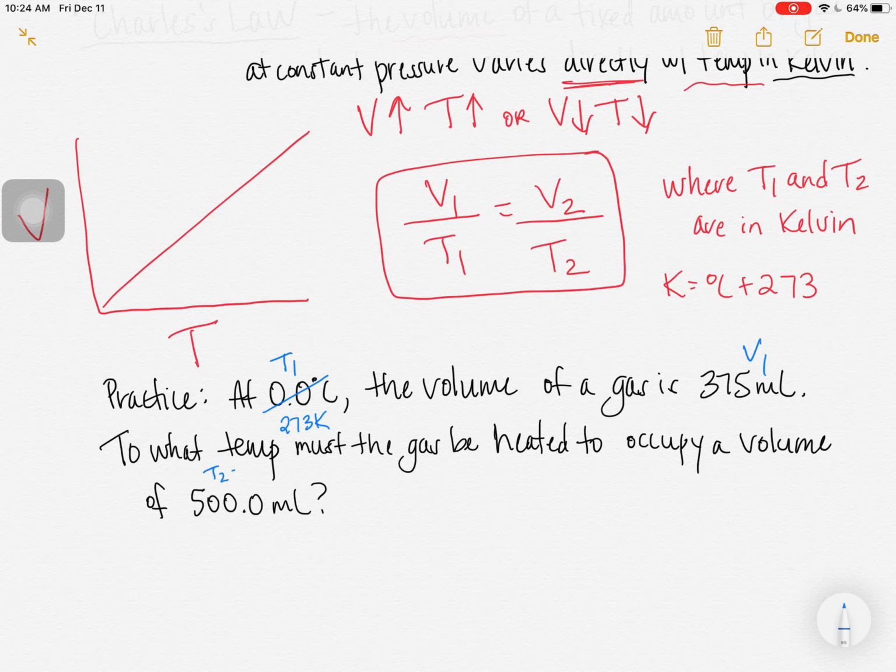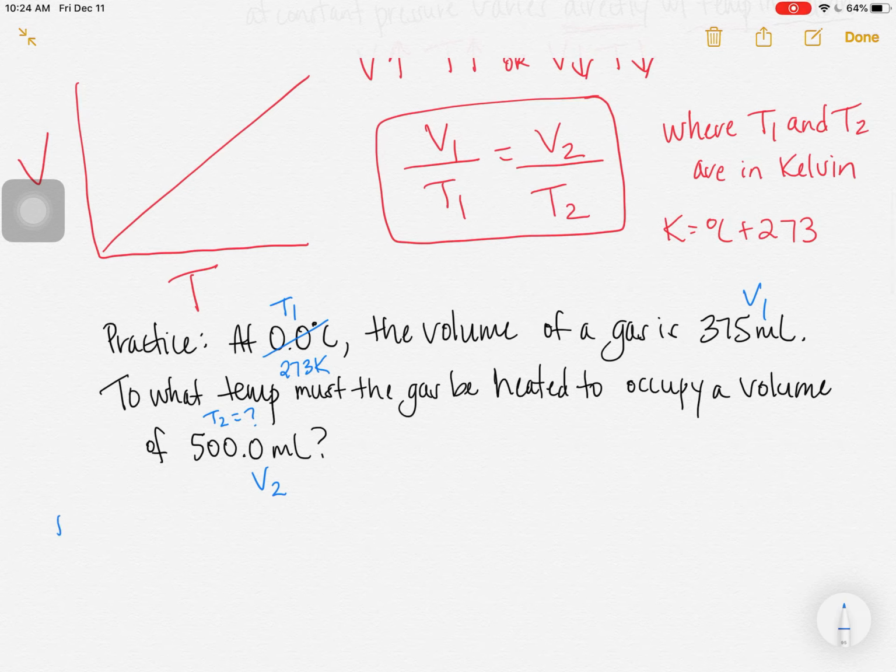Okay, the volume is 375. That's V1. To what temperature, T2, question mark, must the gas be heated to occupy? And here's V2. Okay, so again, I don't care how you do it.